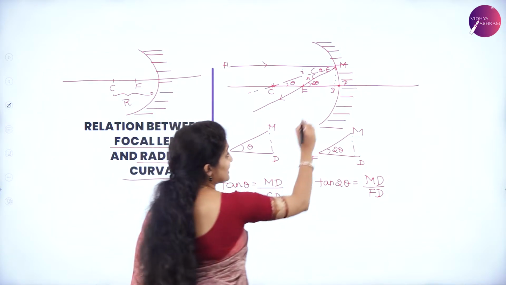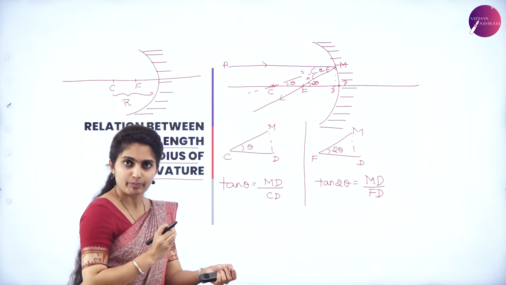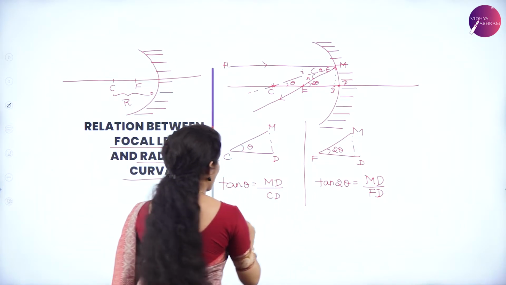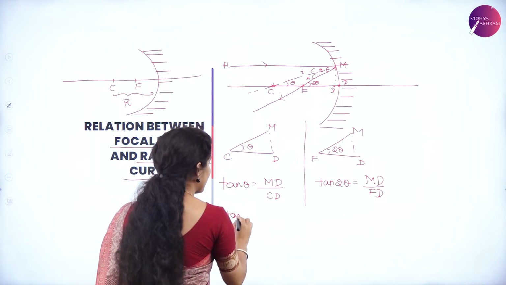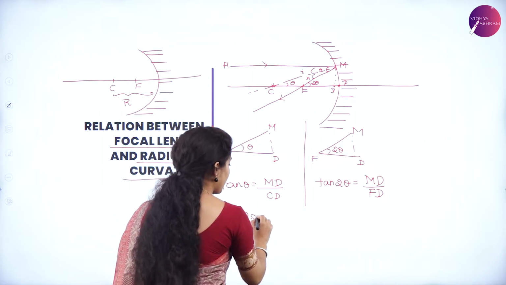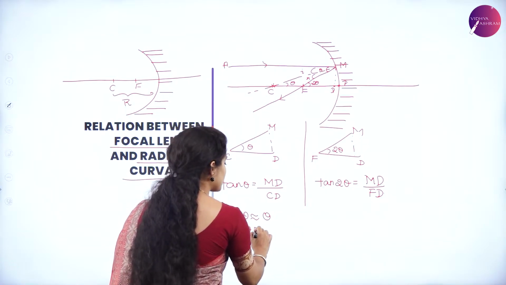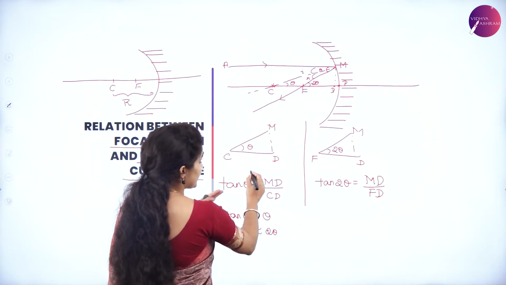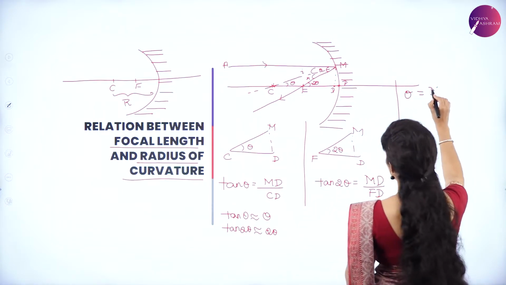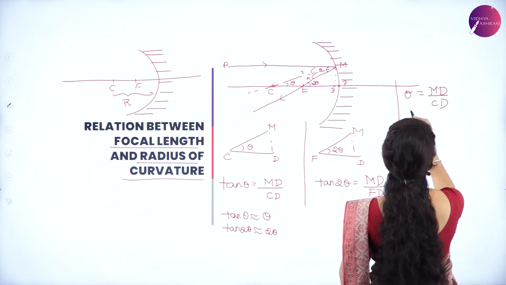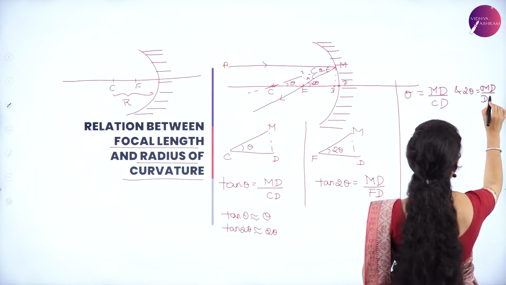Now, since this D is very close to point P, very near to point P, you can approximate tan theta. That means your theta will be very small, that is the angle between them. So tan theta is approximately equal to theta, and tan 2 theta is approximately equal to 2 theta. So the equations can be rewritten as theta is equal to MD divided by CD, and 2 theta is equal to MD divided by DF or FD.